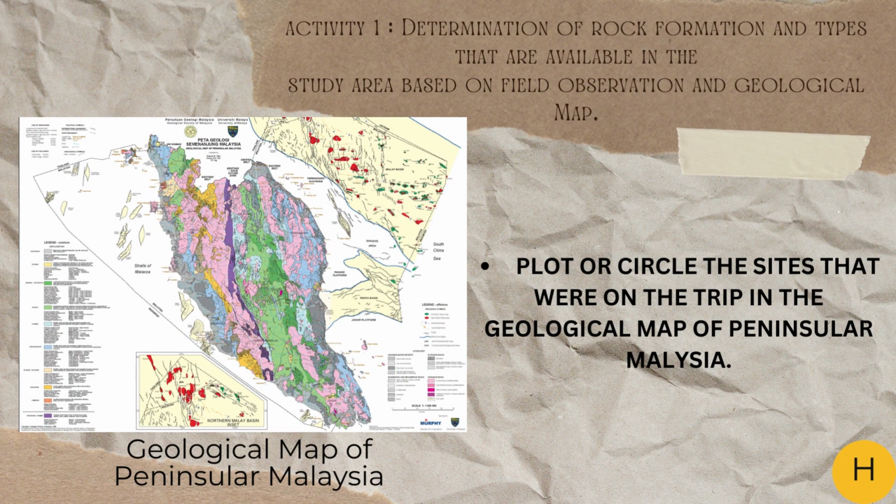Activity 1. Determination of rock formation and types that are available in the study area based on field observation and geological map. This is the geological map of Peninsular Malaysia. Plot or circle the sites that were on the trip in the geological map of Peninsular Malaysia.